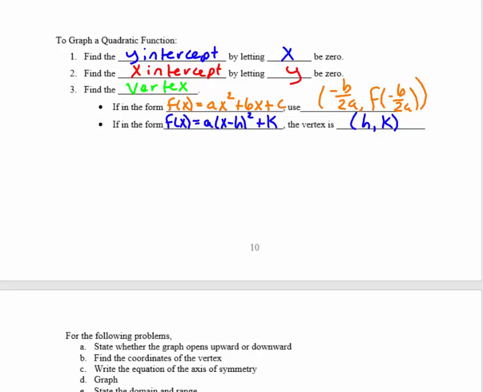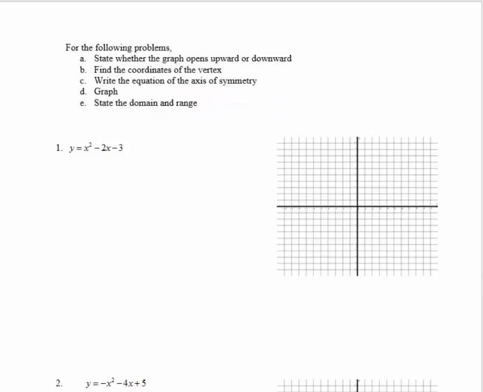So let's do some problems. For the following problems, we're going to state whether the graph opens upward or downward. We're going to find the coordinates of the vertex, write the equation of the axis of symmetry, graph, and then state the domain and range. So for number 1, we have y equaling x squared minus 2x minus 3. Well, we need to state whether the graph opens up or down, and we do so by looking at a. The number in front of x squared is a 1, and that means it's greater than 0, so it's going to open up. So just make a note that your graph should look something like that.